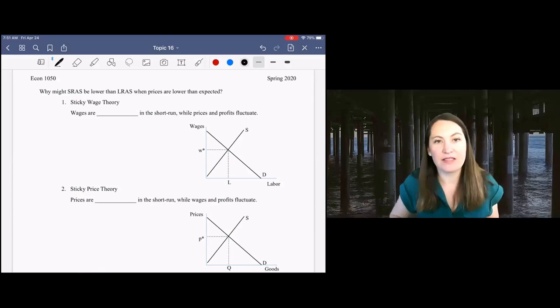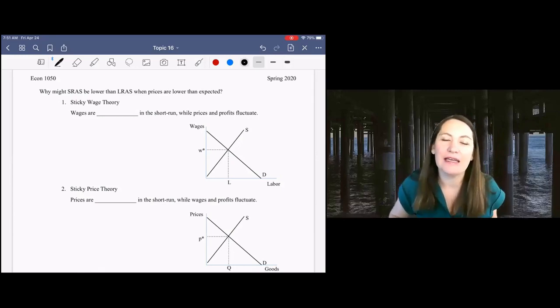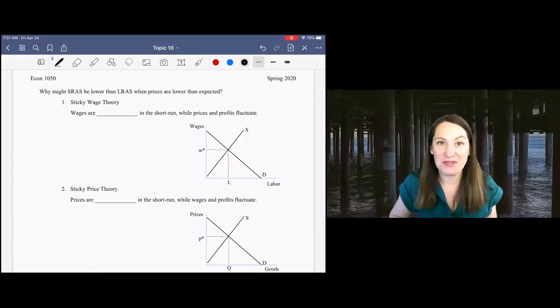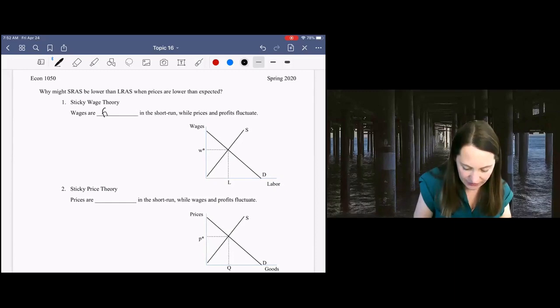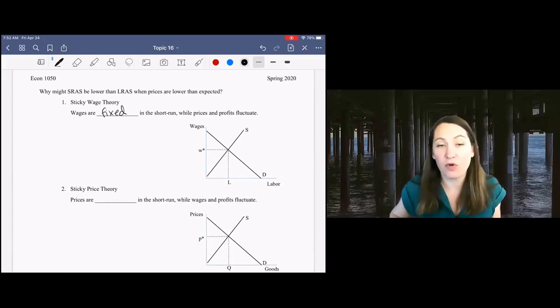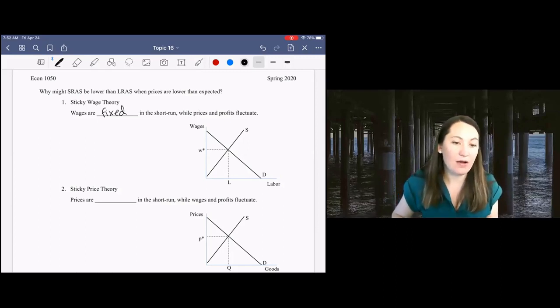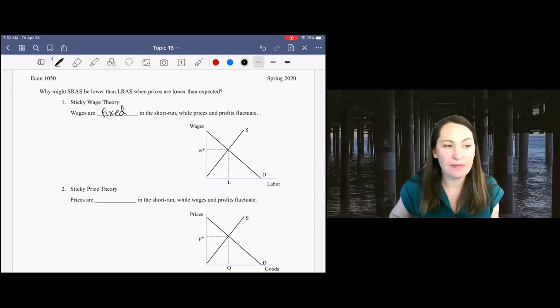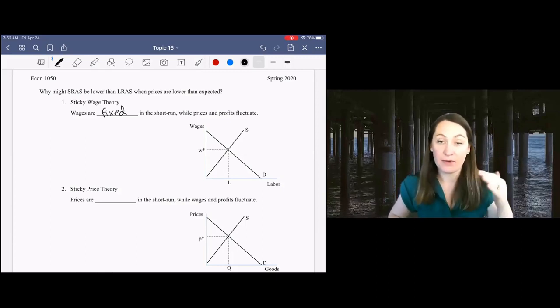Now, in economics, the word sticky means something in particular. It means slow to change. So here, wages are fixed in the short run. Prices of goods and services can fluctuate. And of course, that means that profits will fluctuate. So how would this explain that short run aggregate supply curve is upward sloping?